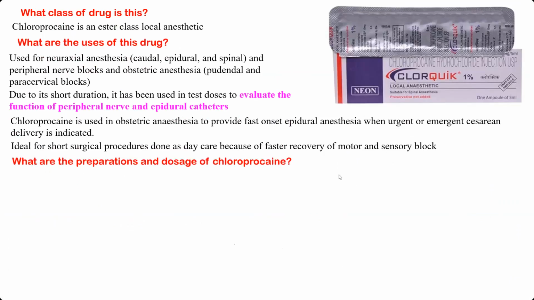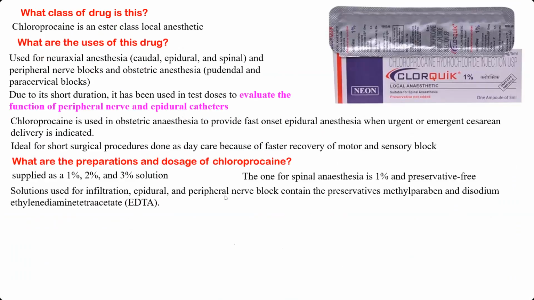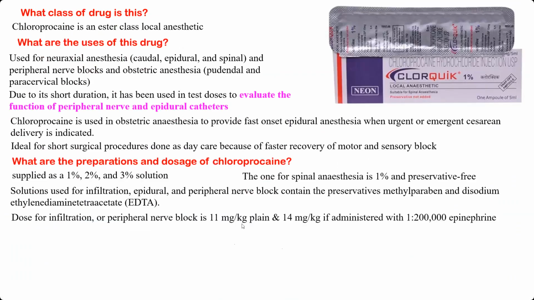What are the preparations and dosage of chloroprocaine? Any other preparations other than this? It is supplied as 1%, 2%, and 3%. Okay, so here it is 1% what you see here, and it is an ampoule of 5 ml mainly for spinal. And it is 1% and preservative free also. And solutions are used for infiltration, epidural, and the maximum dose is 11 milligram per kg without adrenaline, 14 milligram per kg if it is mixed with epinephrine. And intrathecal can give maximum 50 milligram for non-obstetric population.